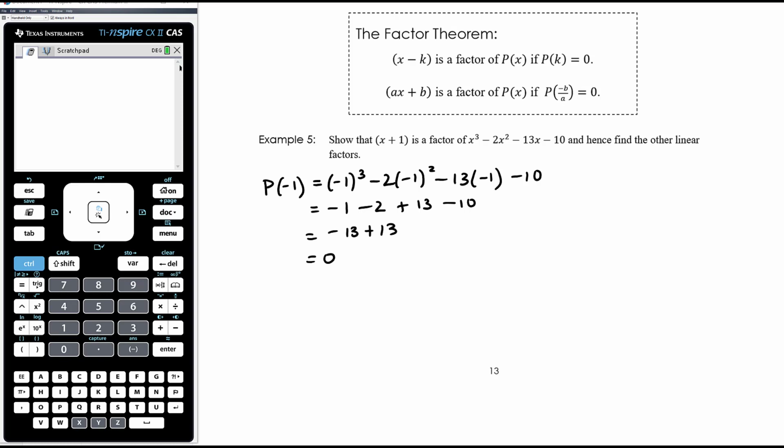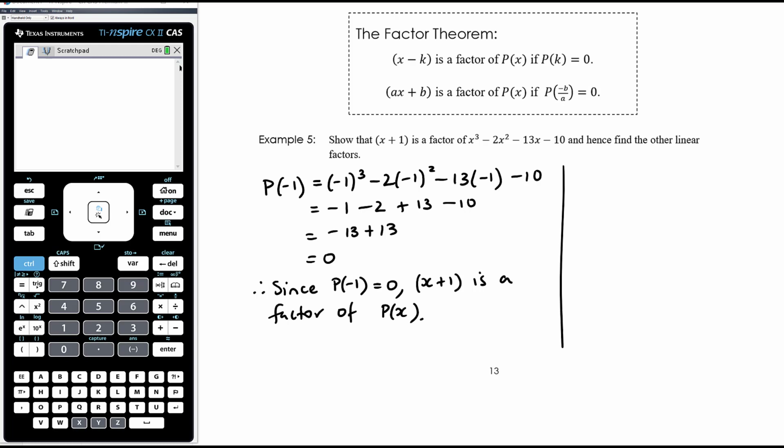Okay, and so therefore, we need to draw a conclusion from that. It's not up to the person marking your work to know what that means. Therefore, since p of negative 1 equals 0, x plus 1 is a factor of p of x.